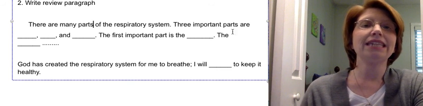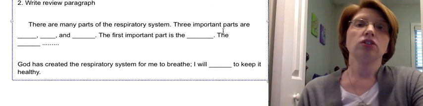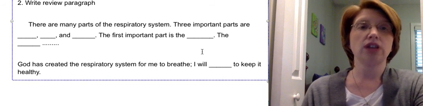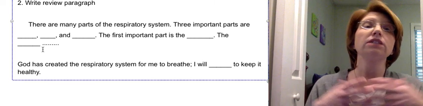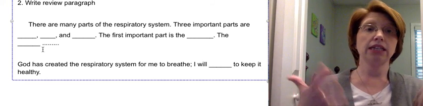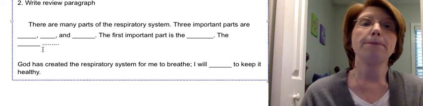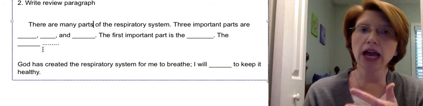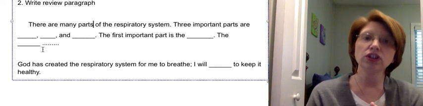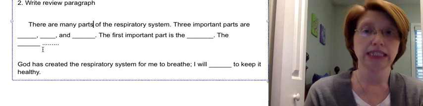Then you need to tell me about that part in a separate sentence. So the first important part is the blank, and then explain it to me. What does it do? It does this. And look in your book. Give me a really good explanation based on your book. And you can use the glossary, you can use the black words and the definitions for those, but explain what it does in a complete sentence.